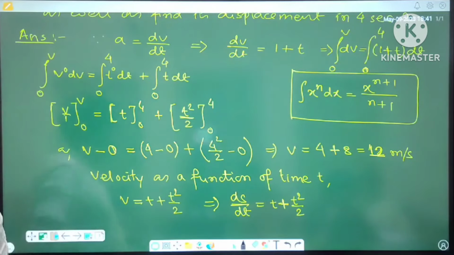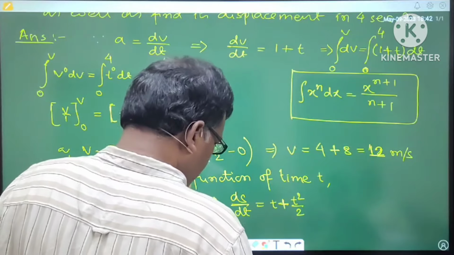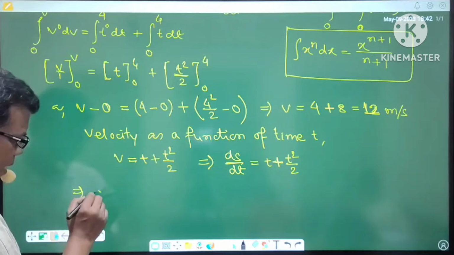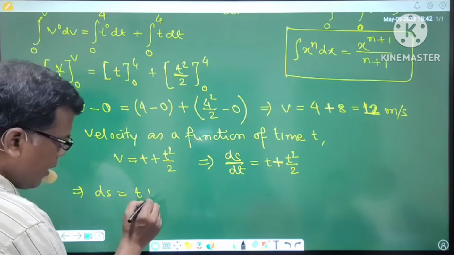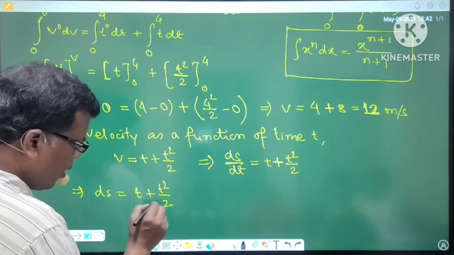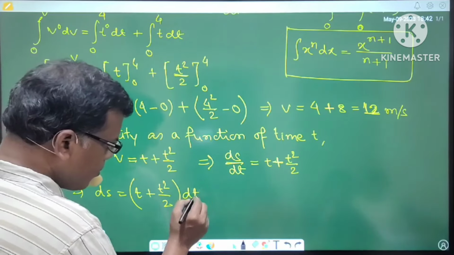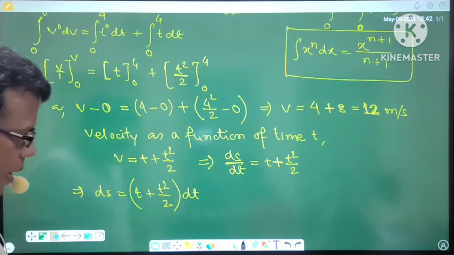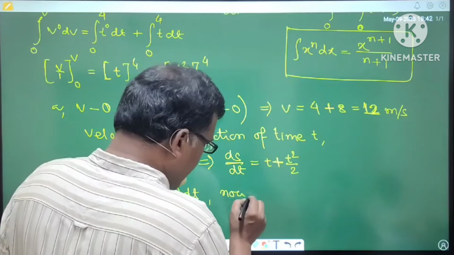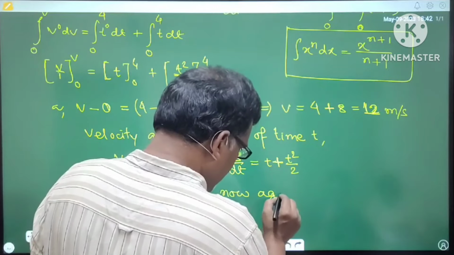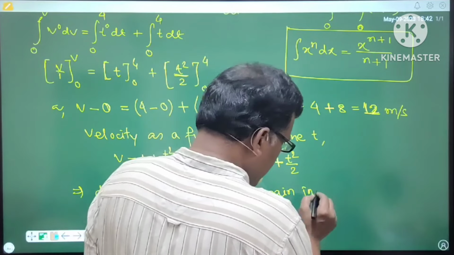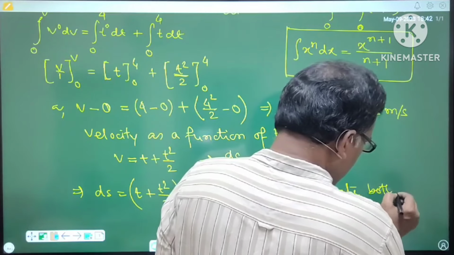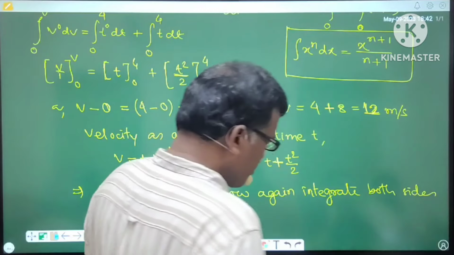It is t plus t square by 2. So that means the next step we can write down ds is equal to t plus t square by 2 into dt. Now ds has a relation with dt. Now again integrate both sides. Integrate both sides, okay?